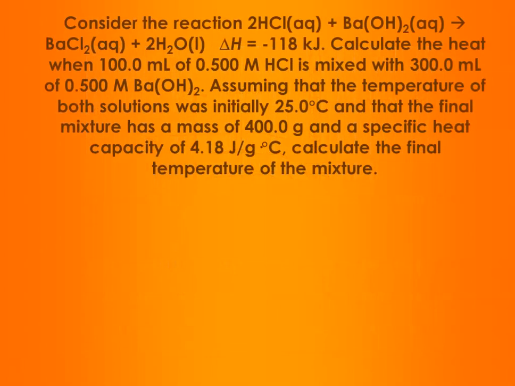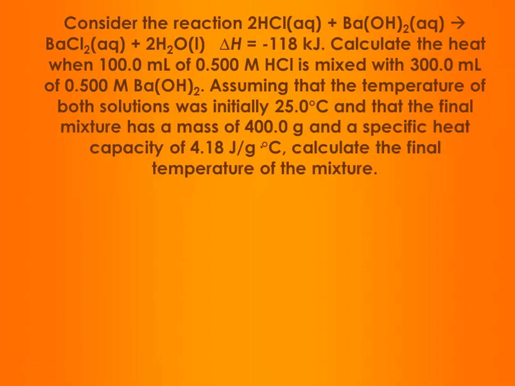So in the first example, it's a chemical change. We have hydrochloric acid and barium hydroxide combining to make barium chloride and water. And we see that delta H for this particular reaction is 118 kilojoules that's being released. We're first going to calculate the heat that is going to be generated when 100 mL of 0.5 molar HCl is mixed with 300 mL of 0.5 molar barium hydroxide.